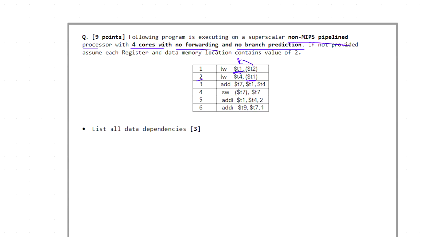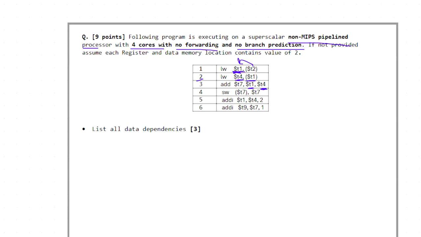So for this part, I would say, list all data dependencies. The T1 in line 2 relies on the T1 in line 1. That's all you need to say. I think on the answer key, he writes up this complicated chart. Don't worry about that. Just say the facts. T1 in line 2 depends on T1 in line 1. Or if it was T4, T4 in line 3 relies on T4 in line 2. Also, T1 in line 3 relies on T1 in line 1. That's still a data dependency.